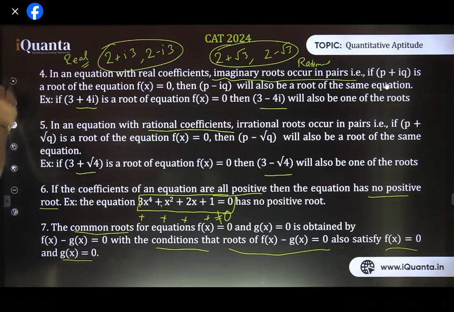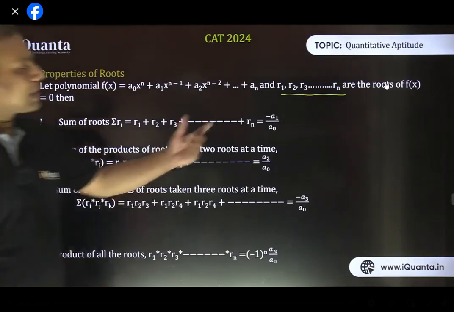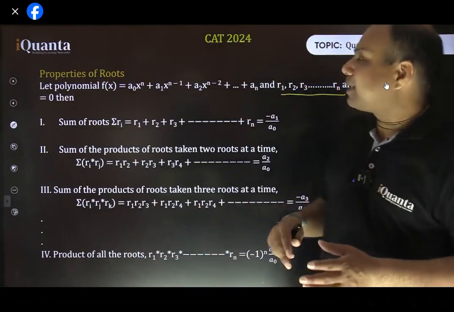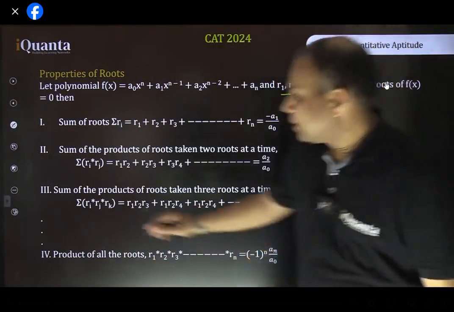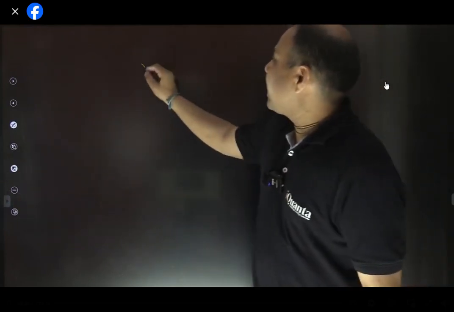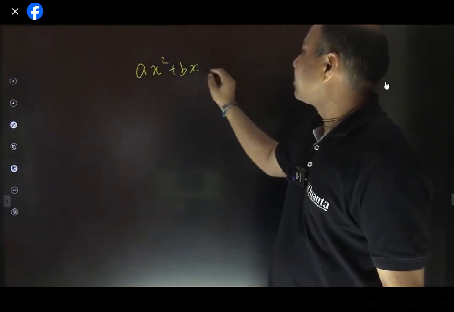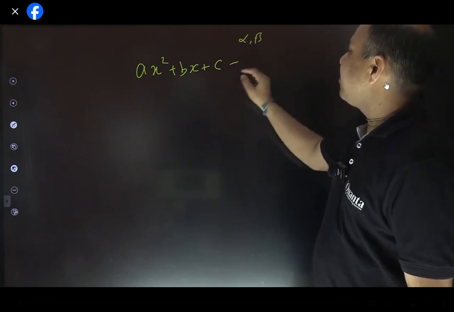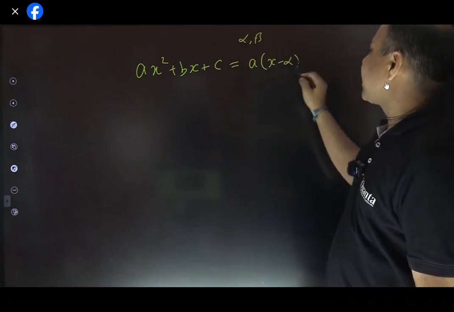Okay, let's move further. So now we are going to discuss the relation between roots and the coefficients, and let me again connect it with your quadratic part which we did yesterday. So let me again check this slide. So ax square plus bx plus c, that was our quadratic part, and if the two roots are alpha and beta, then we can write it as a times (x minus alpha)(x minus beta).